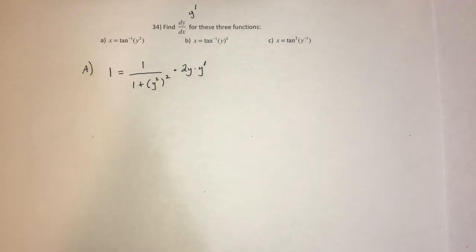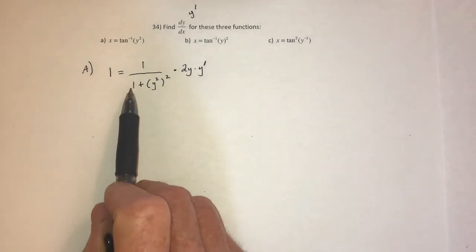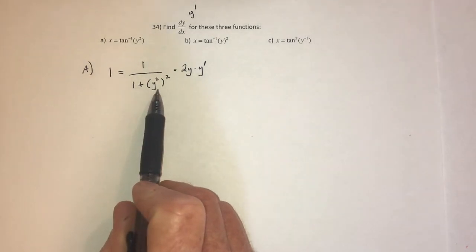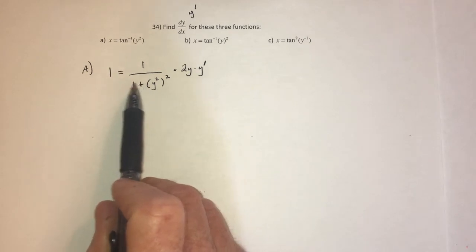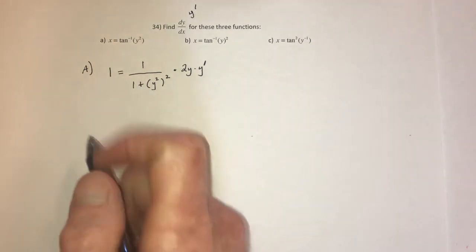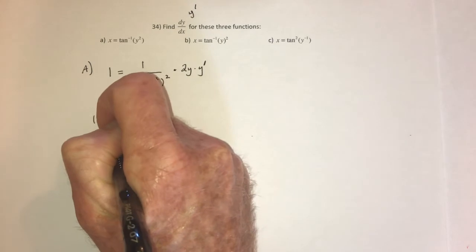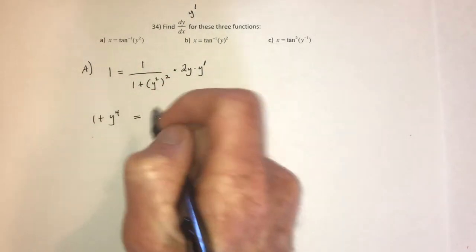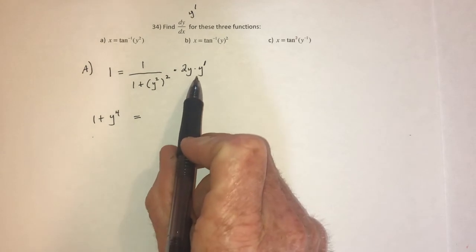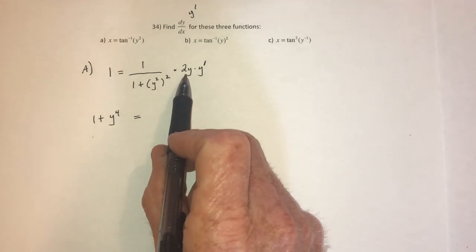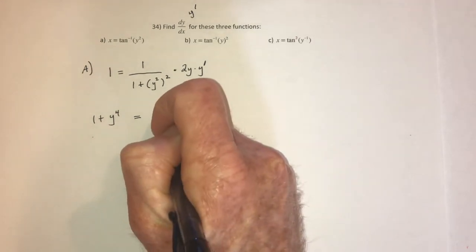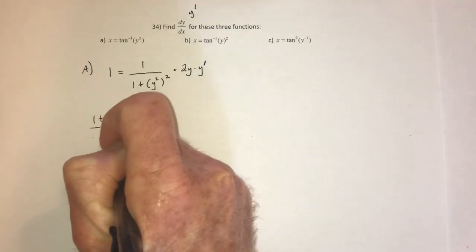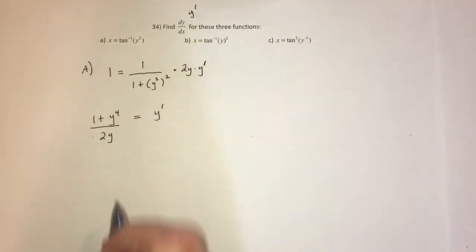Now solve for y prime. So this is 1 plus y to the fourth. I can multiply both sides by it. It's going to be 1 times y to the fourth on the left side. Then, in order to solve for y prime, the last thing to do is divide both sides by 2y. And that is it.